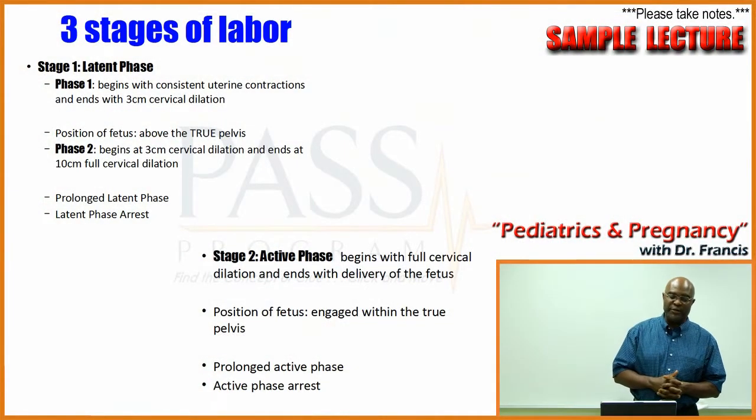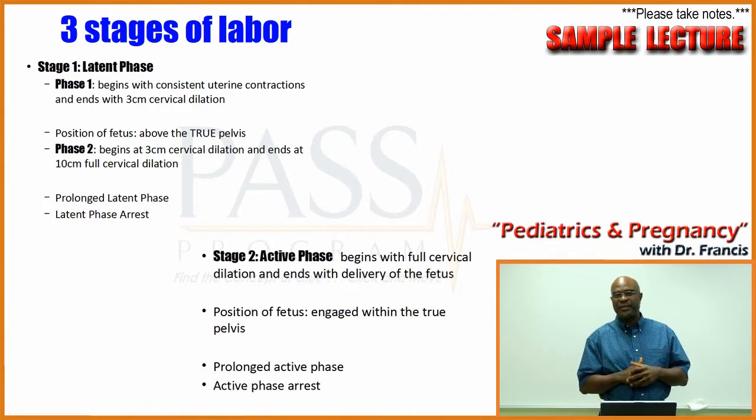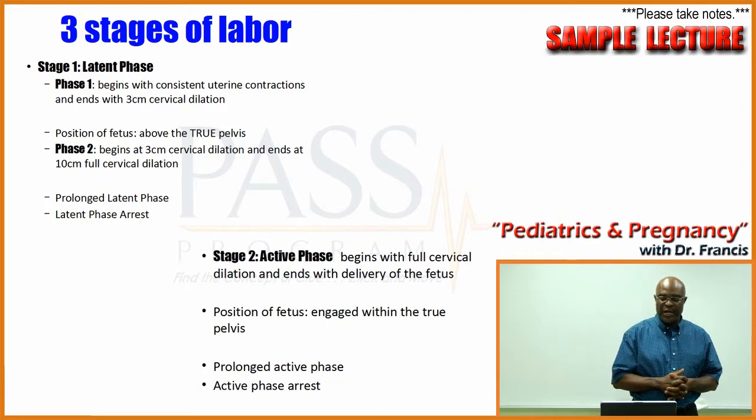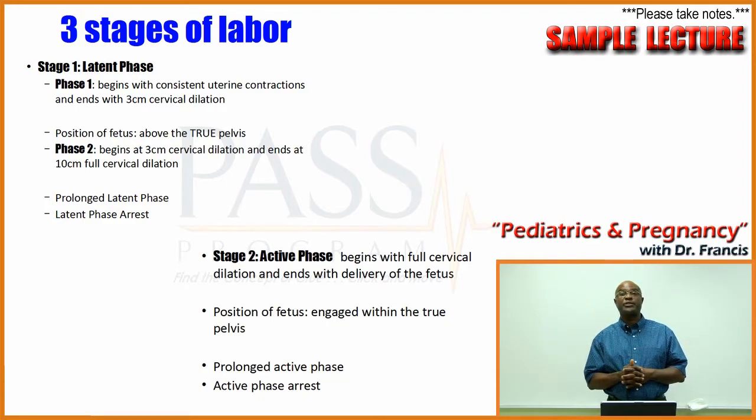Stage 1 is called the latent phase, and has 2 phases to it. Phase 1 begins with consistent uterine contractions and ends with 3 centimeters cervical dilation. Position of fetus is above the true pelvis. So we call that latent phase because he's still high up in the abdomen.